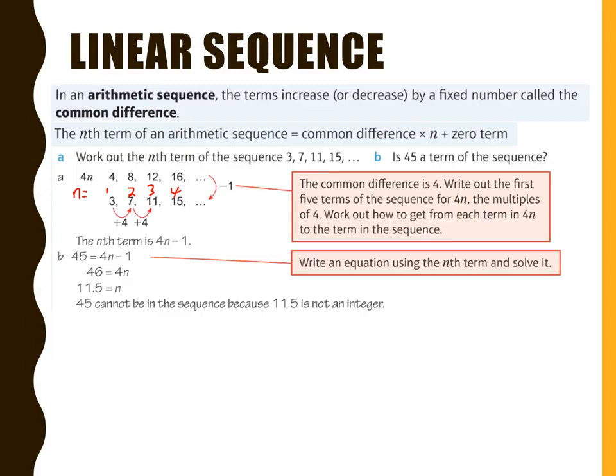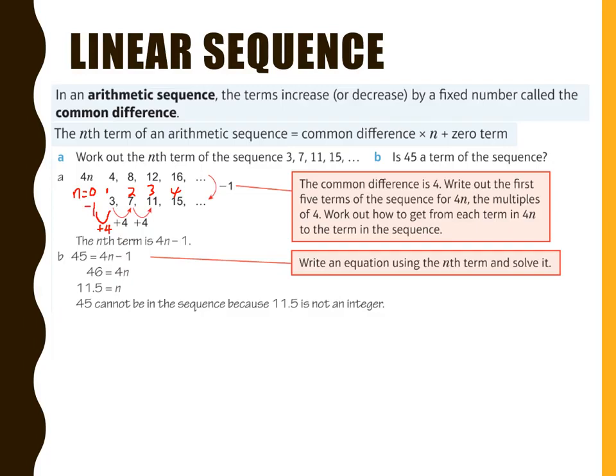What they're saying with the 0 term is, if you were to put 0 here, what would be your term? Well, it has to be a number where if you add 4, it should give you 3, which is -1, because -1 plus 4 gives you 3. So this is your 0 term.